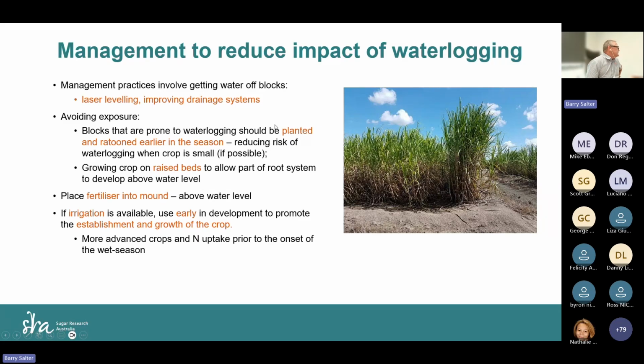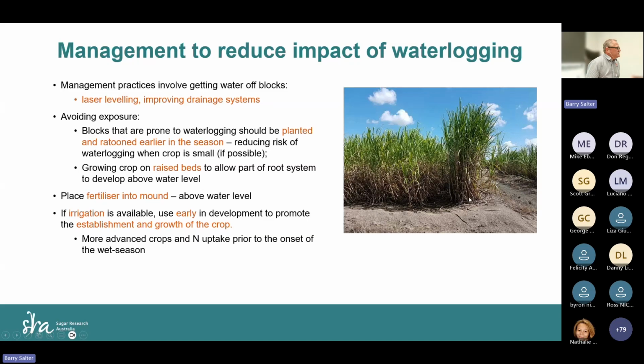And so the things that we suggest for managing waterlogging were things like laser leveling your blocks, making sure your drainage systems are as good as possible, planting and ratooning early in the season, so that those crops have as much time as possible before the wet season to try and get them as big as possible before the wet season, essentially. Growing those crops on raised beds is one of the things that's always mentioned.